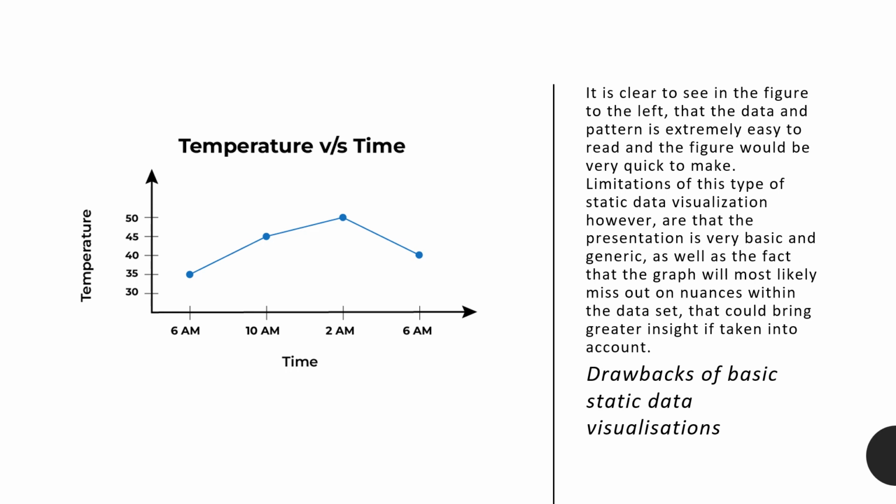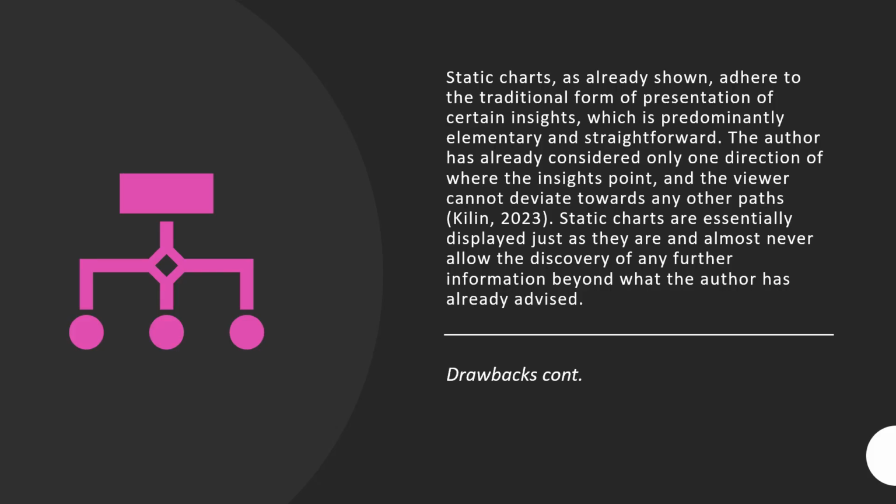It is clear to see in the figure to the left that the data and pattern is extremely easy to read and the figure would be very quick to make. However, limitations of this type of static data visualization are that the presentation is very basic and generic, as well as the fact that the graph will most likely miss out on nuances within the dataset that could bring greater insight if taken into account. Static charts, as already shown, adhere to the traditional form of presentation of certain insights, which is predominantly elementary and straightforward.